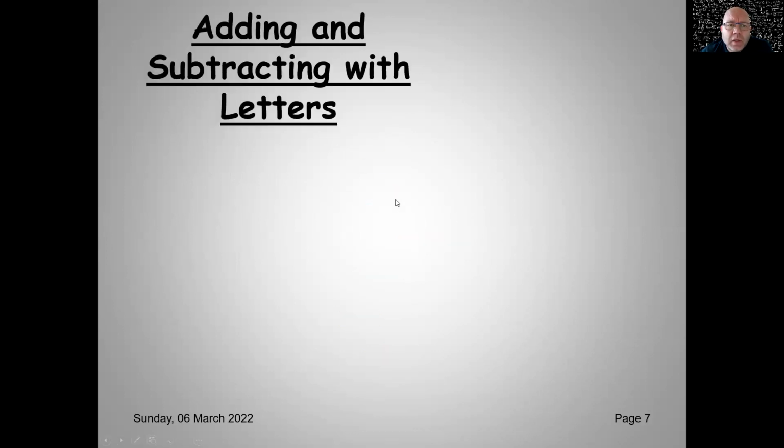Okay. Now, adding and subtracting with letters. Here we have A plus A plus A. We've got 3 lots of A, so we can show that in an abbreviated form as 3A. Notice we've not written 3 times A, it's just 3A. The reason for that is that the multiplication symbol is similar to an X, and it will get confusing because X is often used as a letter in algebra. So we just say 3A instead of 3 times A.